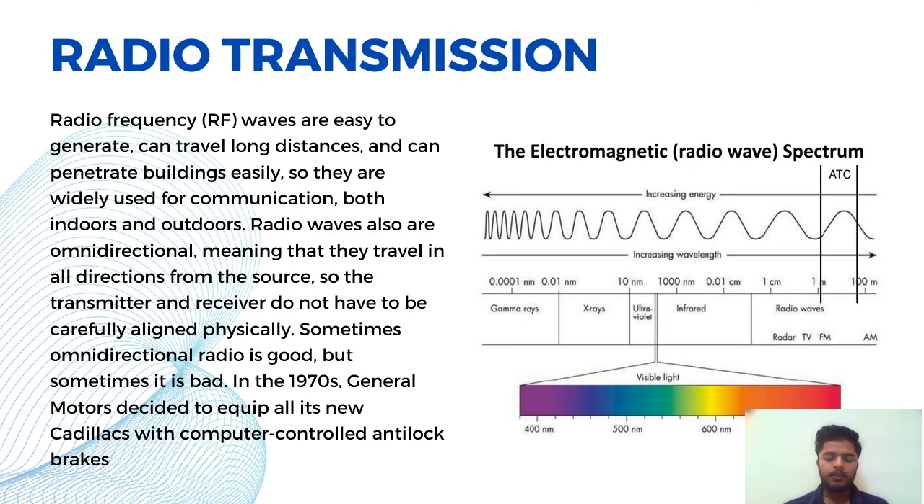Radio transmission. Radio frequency waves are easy to generate, can travel long distances and can penetrate buildings easily. So they are widely used for communication, both indoors and outdoors. Radio waves are also omnidirectional, meaning that they travel in all directions from the source. So the transmitter and receiver do not have to be carefully aligned physically. Sometimes omnidirectional radio is good, but sometimes it is bad. In the 1970s, General Motors decided to equip all its new Cadillacs with computer-controlled anti-lock brakes.